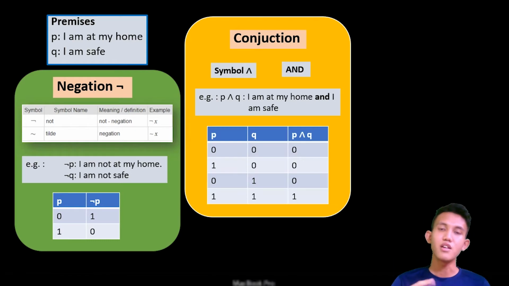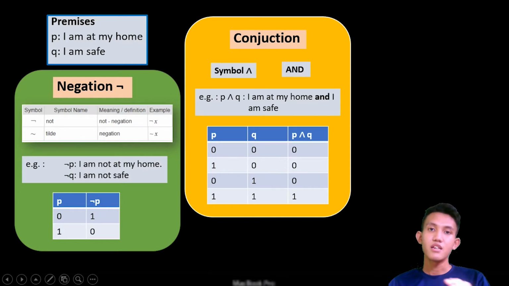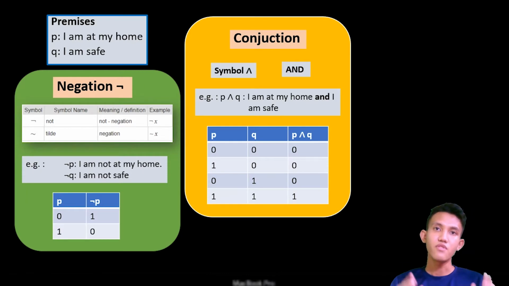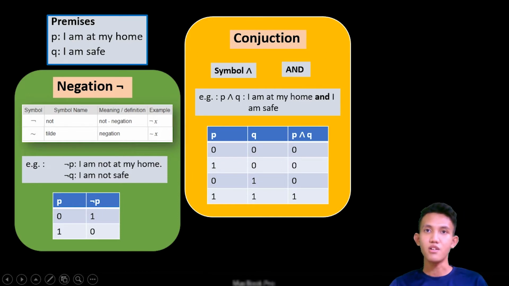So this is the truth table of conjunction. If we have P 0101 and Q 0011, we can only get a true value if both of the premises are true. So 0, 0 is false, so we got 0. 1, 0 is false, so we got 0. 0, 1 is false, so we got 0. 1, 1 is true, so we got 1.